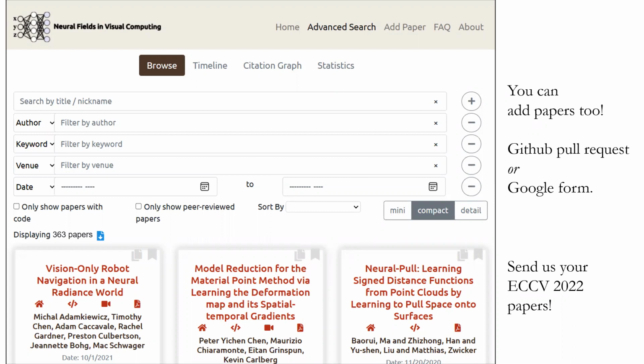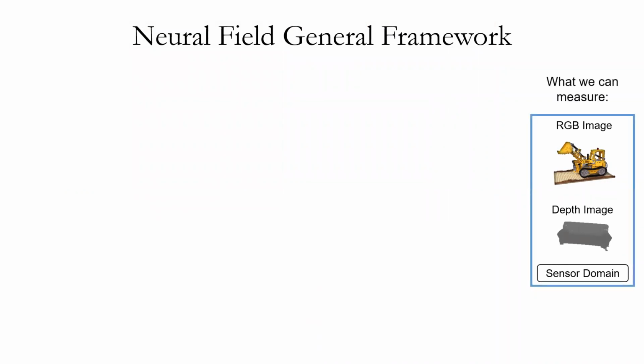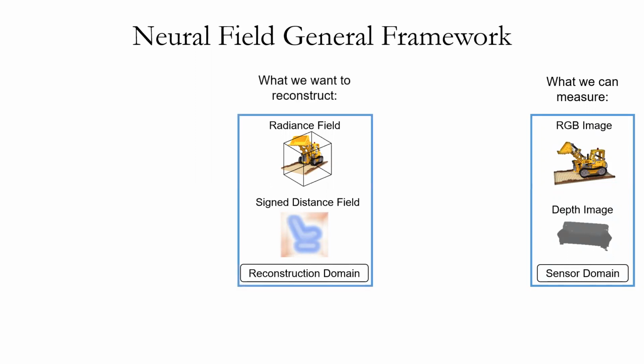Okay, so from this, we came up with what we propose as a general framework for how we think about neural field reconstruction problems, right? We have some kind of sensed image from a camera, like an RGB image or a depth image, and we're going to call this the sensor domain. This is what we can measure, right? And what we really want is some other domain. In our case, it's typically radiance fields or density fields, right? But it could be signed distance fields, or it could be some other field. It could be to do with MRI machines or something else, right? And this is what we want to reconstruct, right?